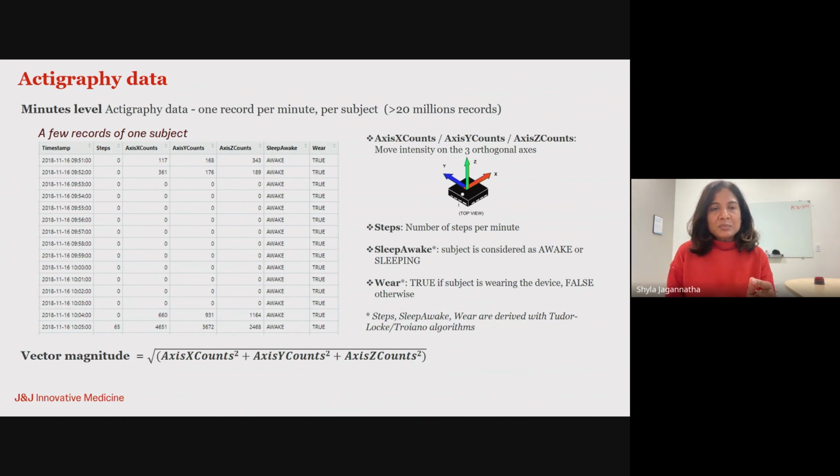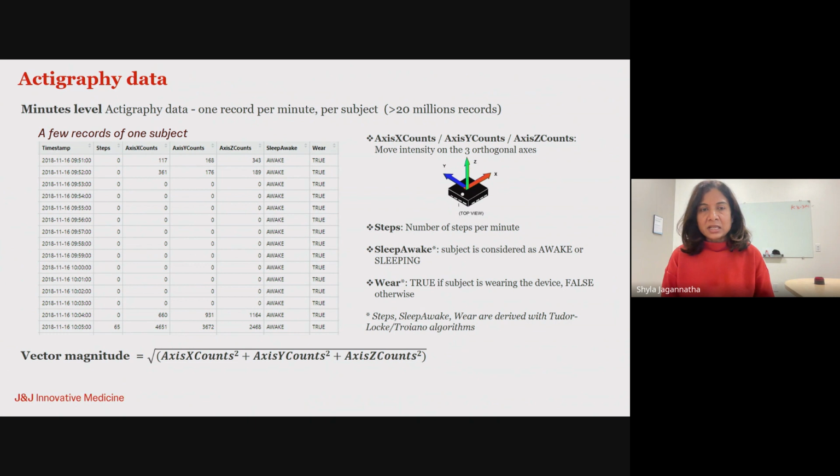And then the steps is actually based on a proprietary algorithm. I think right now it has been published. It's available publicly, but at that time it was still proprietary from Actigraph on how they calculate the number of steps per minute. The next 3 columns are common to any device that has a 3-axis accelerometer.